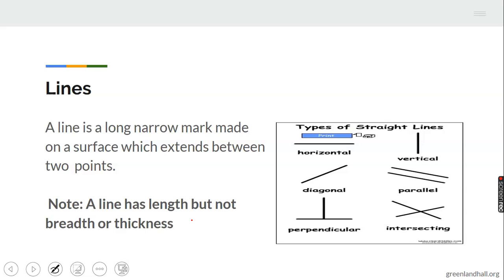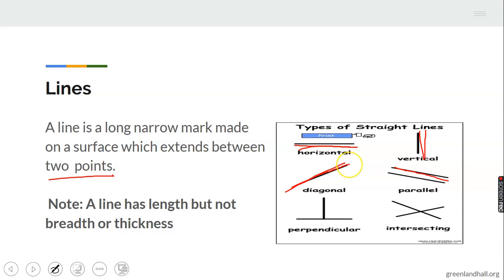Now, what is a line? A line is a long, narrow mark made on the surface which extends between 2 points. Extend between what? 2 points. You can see some lines I have here. This is a horizontal line, vertical line, diagonal line, parallel line. Don't forget I told you when we did quantitative, I told you about some parallel lines and some horizontal lines. Now, this is a horizontal line, and this is a vertical line standing upright.